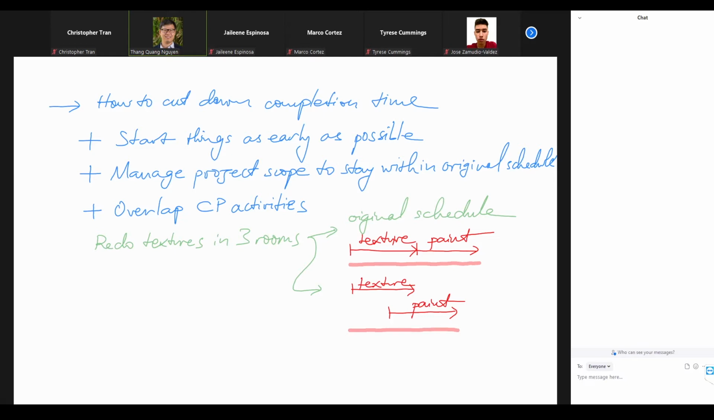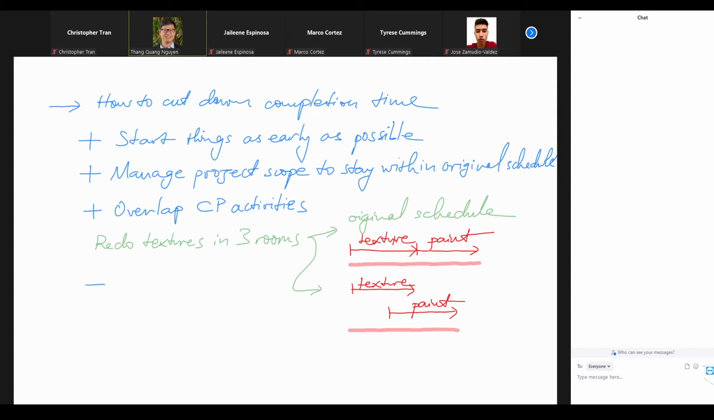So as a project manager, normally we would schedule one after the other. But if we think hard, then we might find a way to overlap them. And by doing that, we can cut down the completion time of the project.